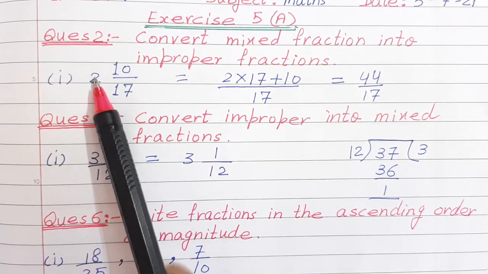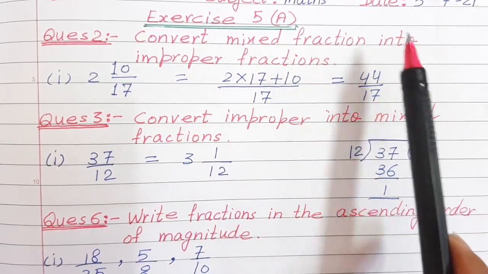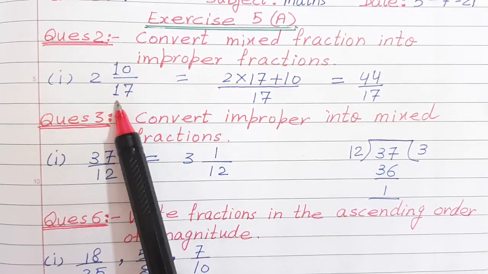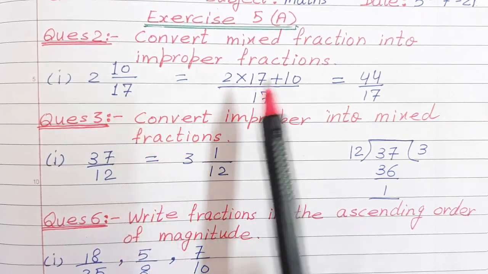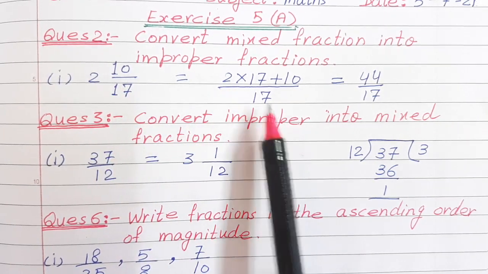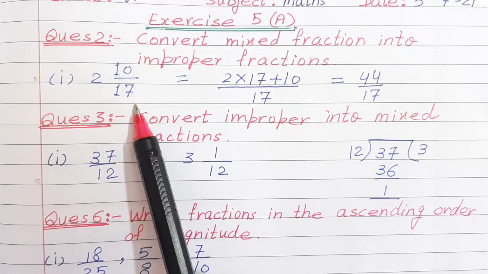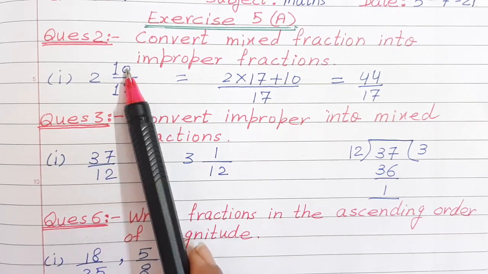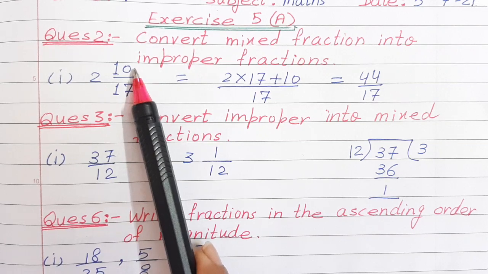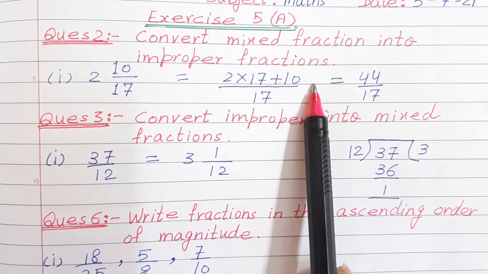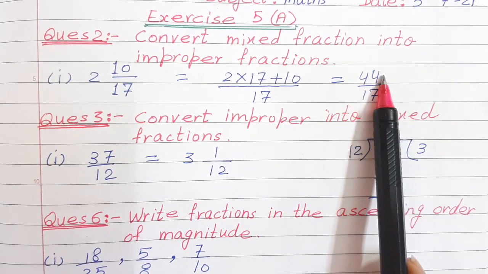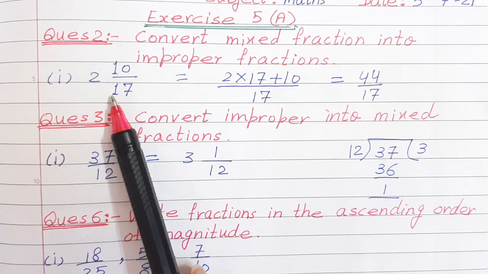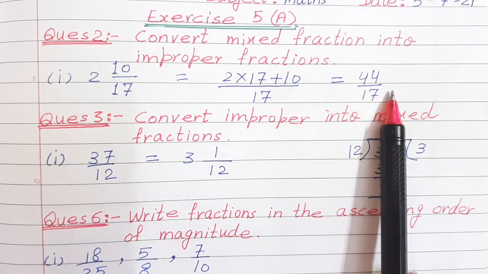See, question number 2 is, convert mixed fraction into improper fraction. It is 2 10 upon 17. So as per the rule, the denominator will remain as it is. So here it is 2 into 17 plus 10. Right? We are going to add the numerator. That is equal to 44 upon 17. Children, this is how we convert a mixed fraction into improper fraction.